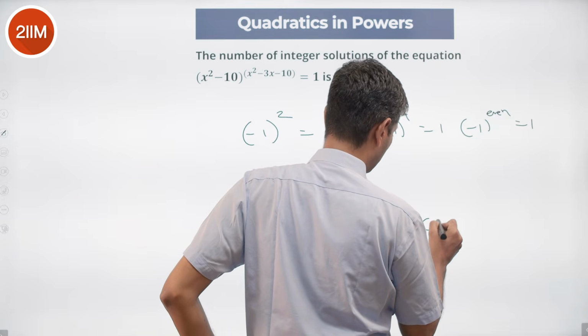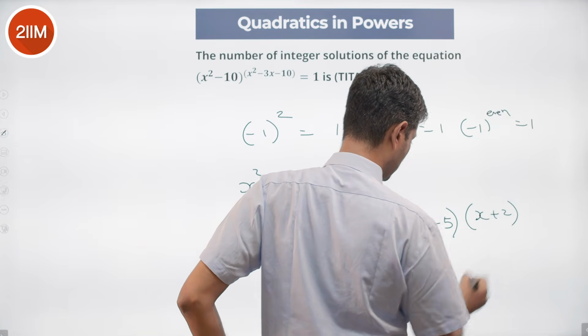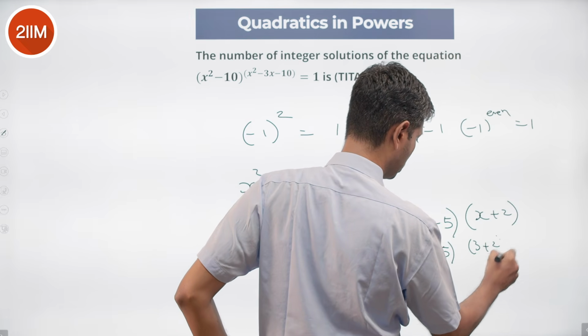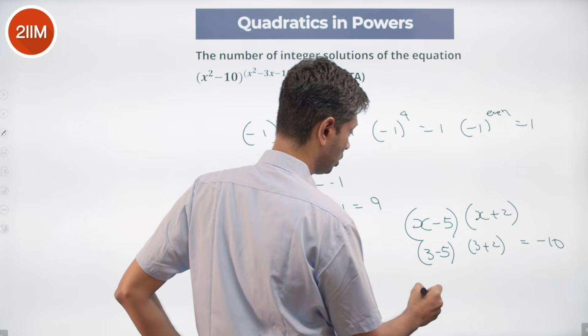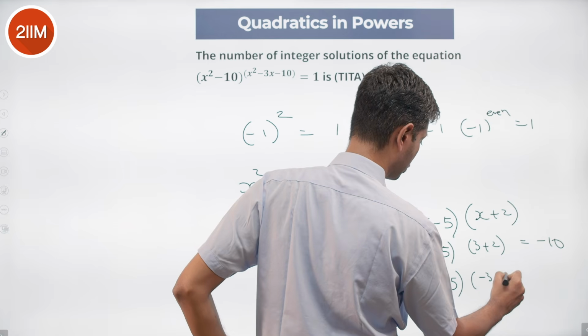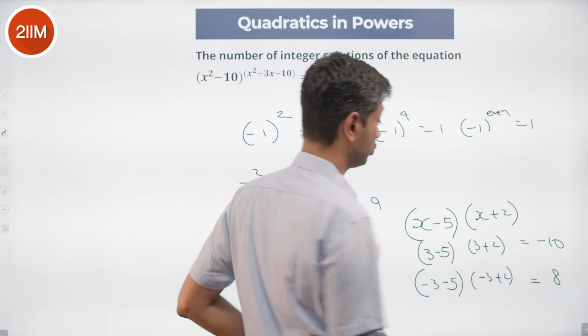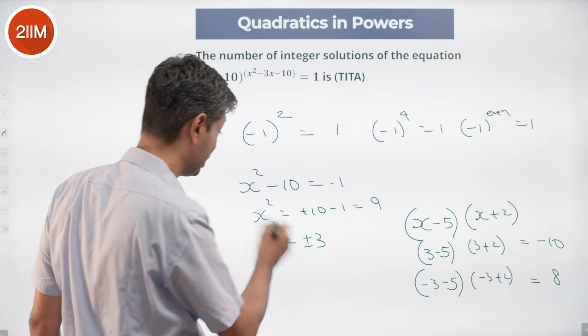This is x minus 5 into x plus 2. I put 3 minus 5 into 3 plus 2, which is minus 2 into 5, which is minus 10. Yeah, that works. I put minus 3 minus 5 into minus 3 plus 2, minus 8 into minus 1 equal to 8. This also works. Both are even numbers, both work. Therefore, x could be 3 or minus 3.